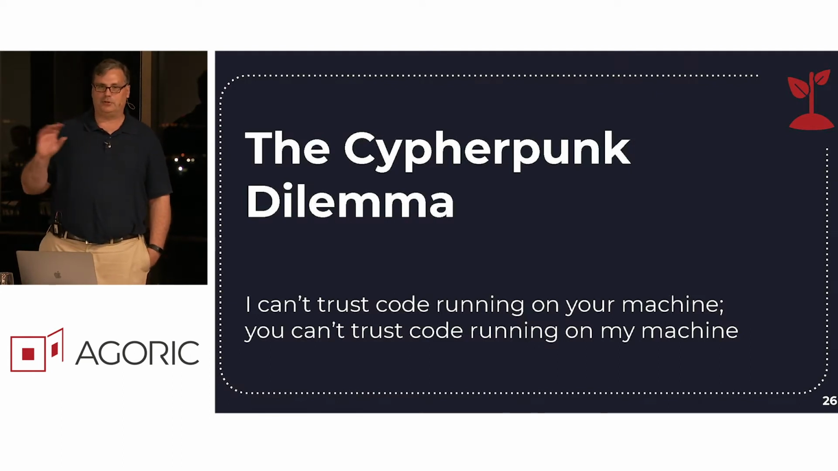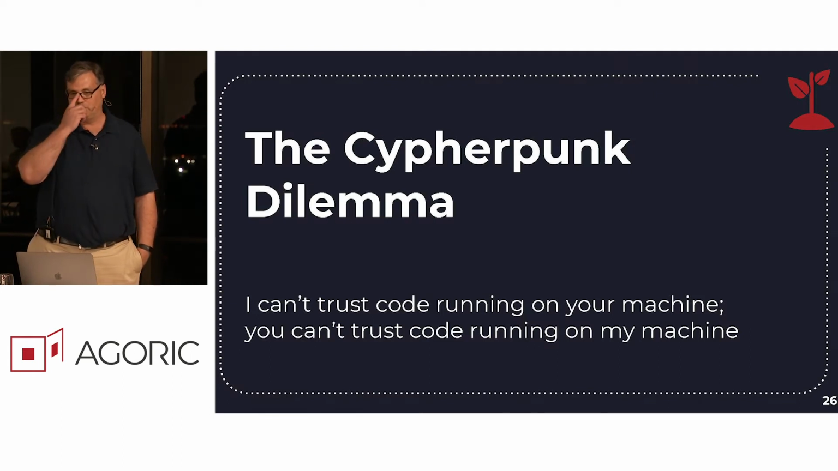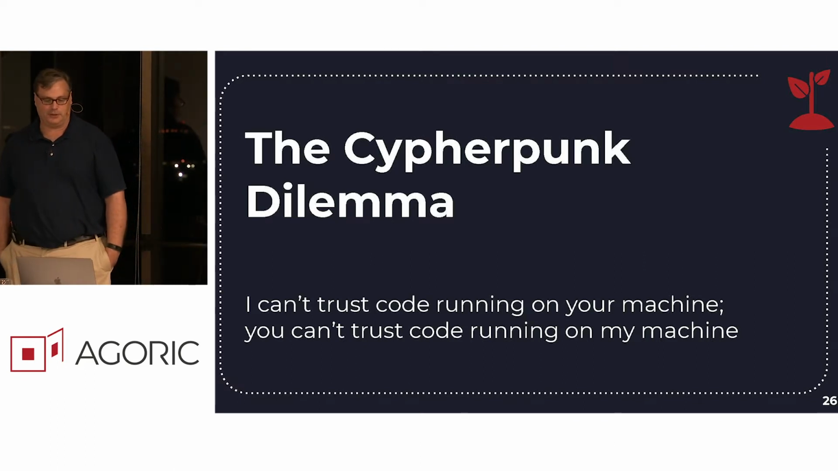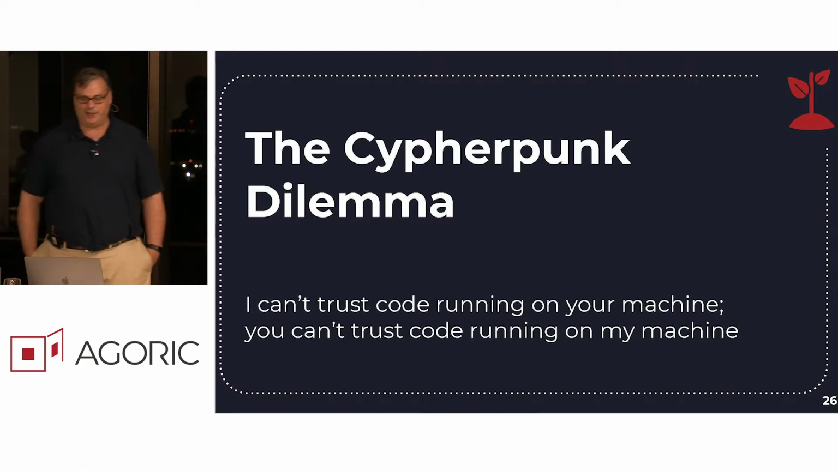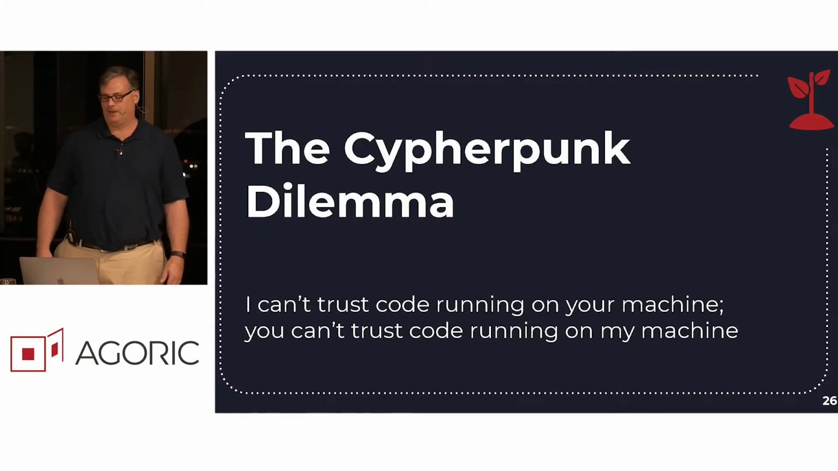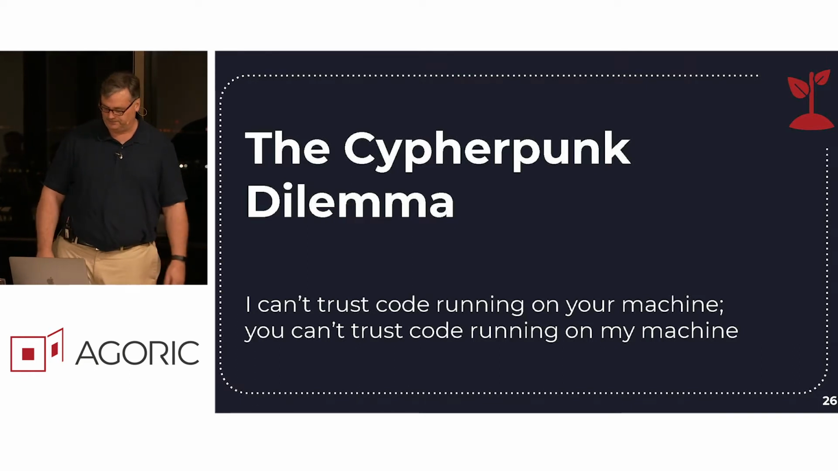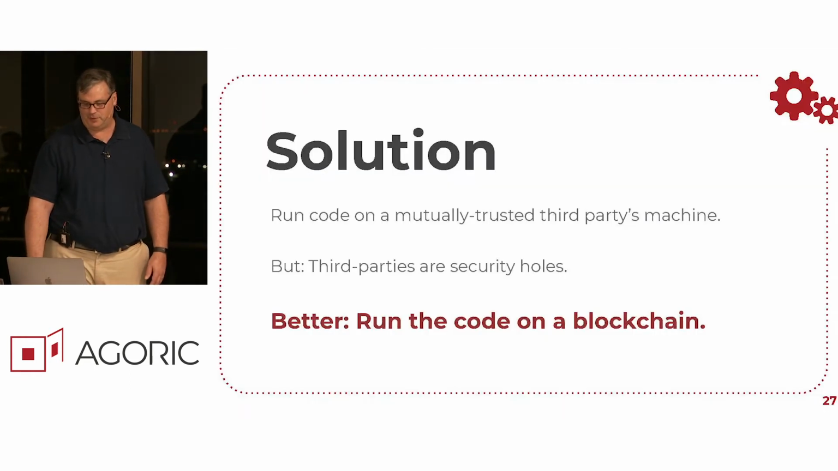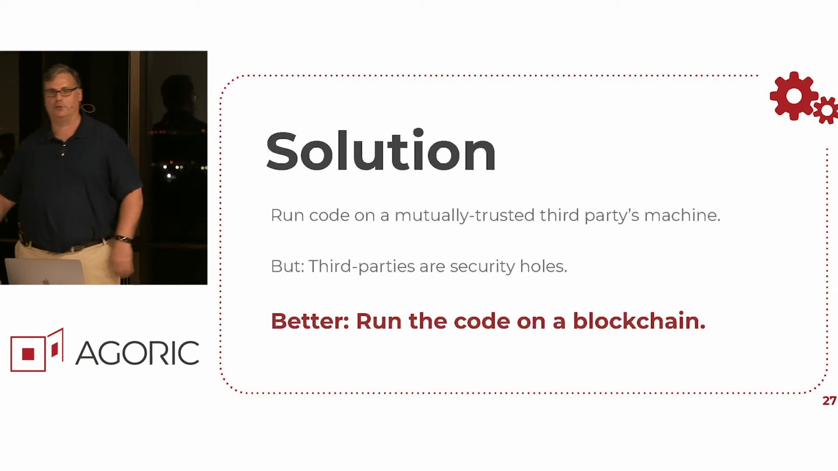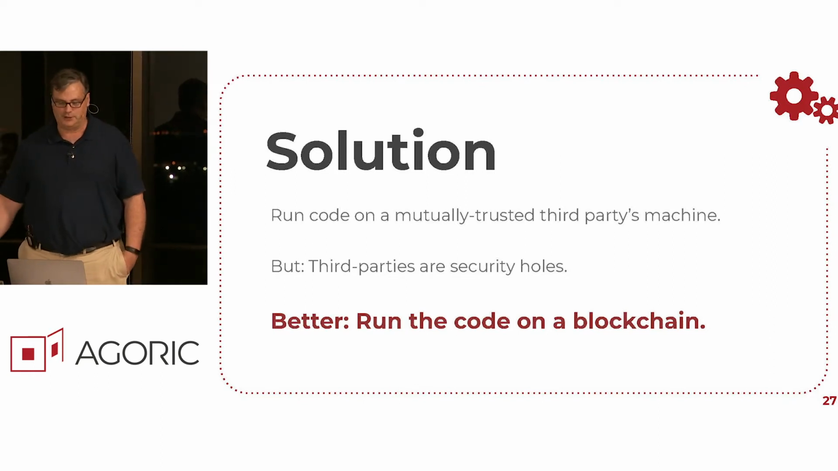Now the thing sort of lurking in the background all this time related to smart contracts was something called the cypherpunk dilemma, which is: I can't trust code that runs on your computer and you can't trust code that runs on mine, right? So if I control the computer, I essentially can control what the code does. So how can we have smart contracts? Well, the solution that everybody jumped to was, you can run the code on a mutually trusted machine. As long as there's somebody else that we both trust, then we're happy to run our code on that, and then we get a nice smart contract.